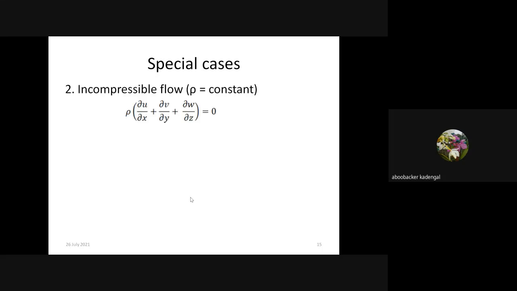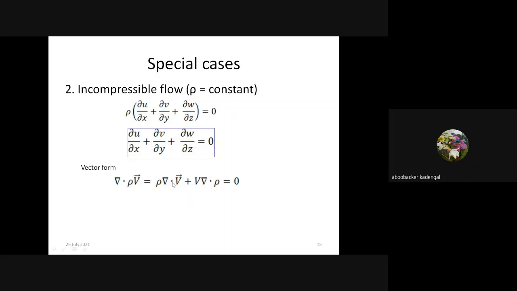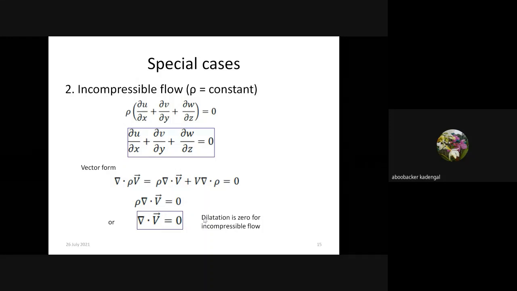The most special case is incompressible flow. If rho is assumed constant, we can take rho out, and this is the three-dimensional continuity equation. In vector form, del dot rho V, we can expand as rho del dot V plus V del dot rho. When rho is constant, del dot rho will be 0, so what we have is rho into del dot V is equal to 0. Because rho cannot be 0, del dot V is equal to 0. This is also called dilatation: del dot V is dilatation. So dilatation is 0 for incompressible flow, that is, for the case where rho is constant, whether it is steady or unsteady.